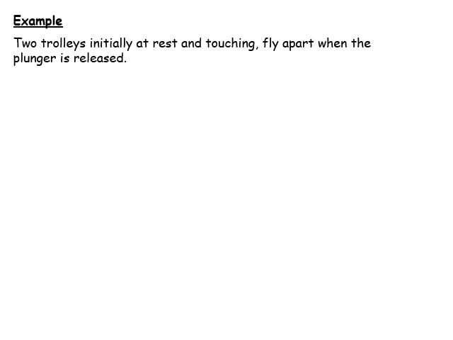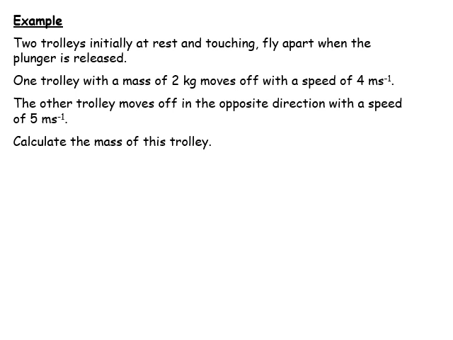Okay, so let's look at a particular example here. We've got two trolleys that are both at rest, they're touching each other, and they fly apart when we release a plunger. The dynamics trolleys in the classroom have a thing that you can push down and the spring-loaded pole pushes against the other trolley. Okay, so one has a mass of 2 kilograms and moves at 4 meters per second. The other one moves in the opposite direction at 5 meters per second. And we're asked to calculate the mass of this second trolley.